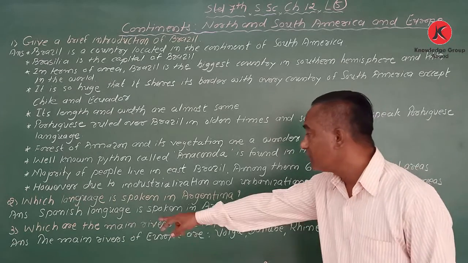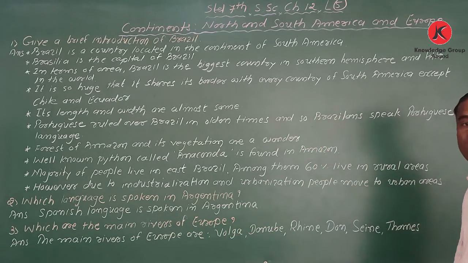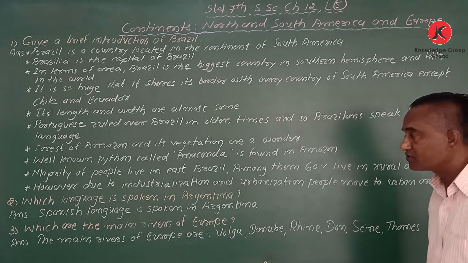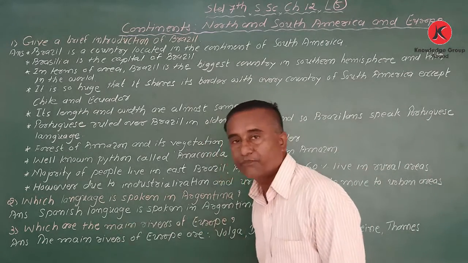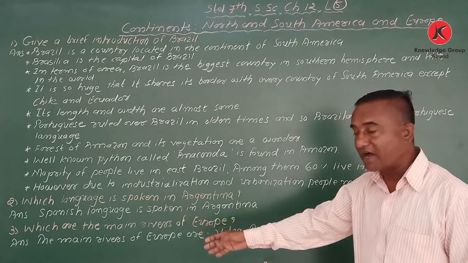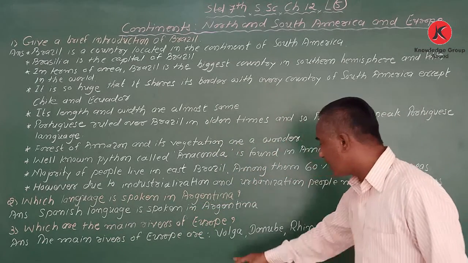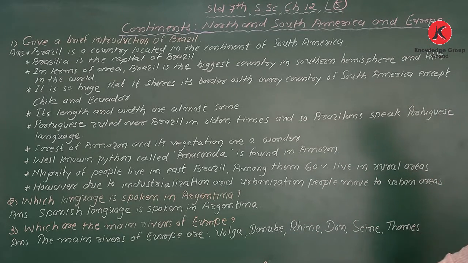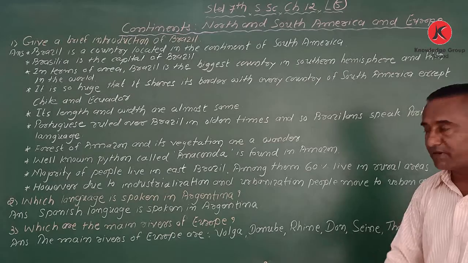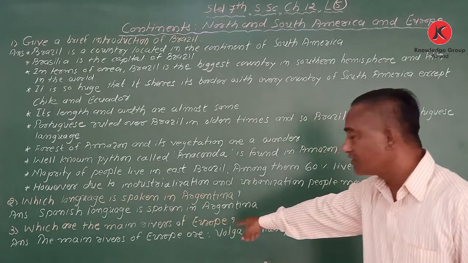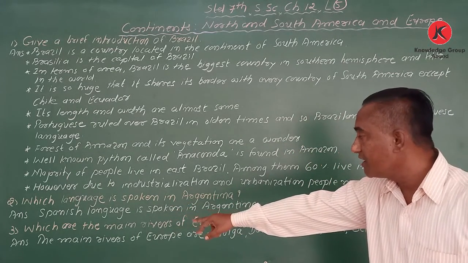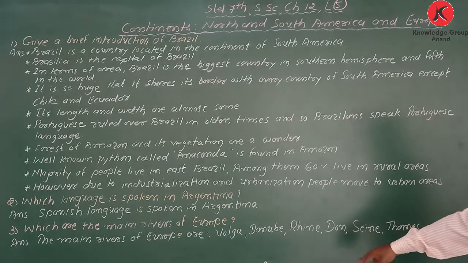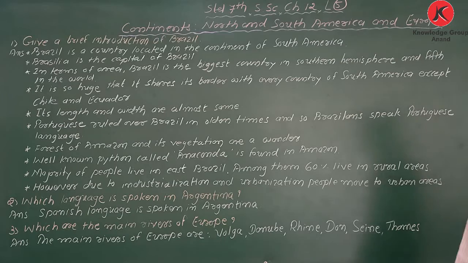Next one: which are the main rivers of Europe? I have written here that the main rivers of Europe are Volga, Danube, Rhine, Don, Seine and Thames. Once again I repeat, which are the main rivers of Europe? Answer: the main rivers of Europe are Volga, Danube, Rhine, Don, Seine and Thames.